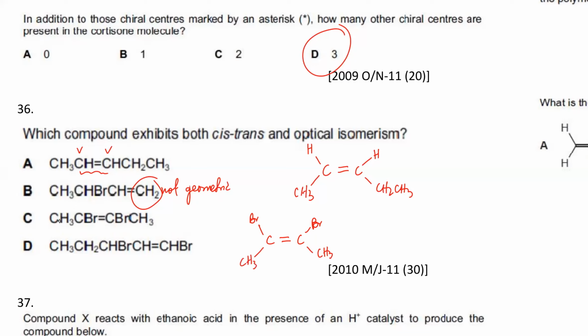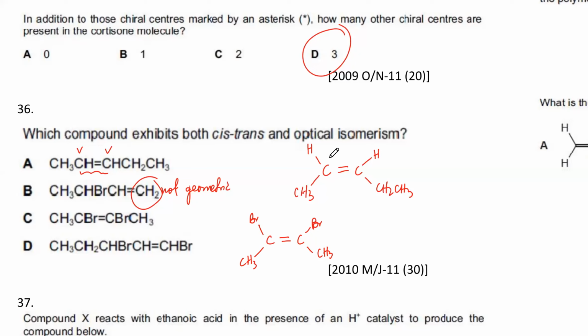It's optical as well. How is it optical? All four groups must be different. These two carbons are out of the question. They can't be optical, right? What about this carbon atom? This is 3 hydrogens. This is 3 hydrogens. So you can't be optical. You need 4 different groups, right? Okay. Or this is also not optical.